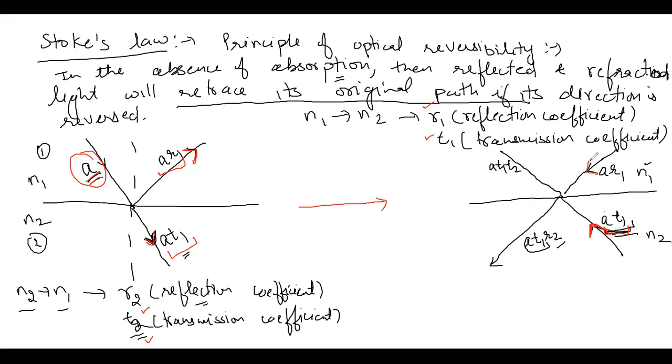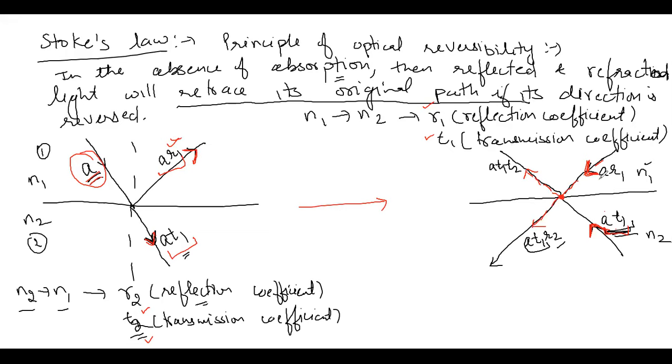So now we are saying that let us reverse the direction of reflected light also. If you reverse the direction of reflected light also, what would happen? It will be incident here at this point. A part of it will be reflected, and a part of it will be transmitted. We have to find out the amplitude of those parts.